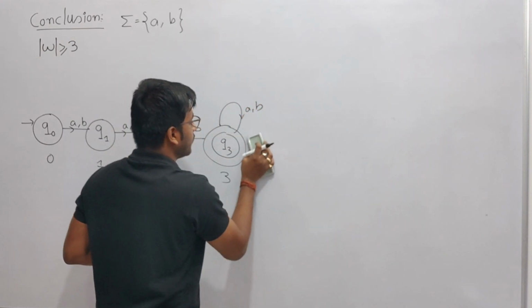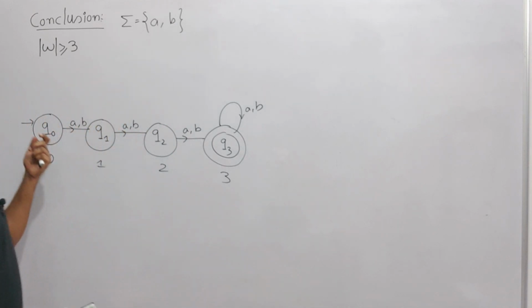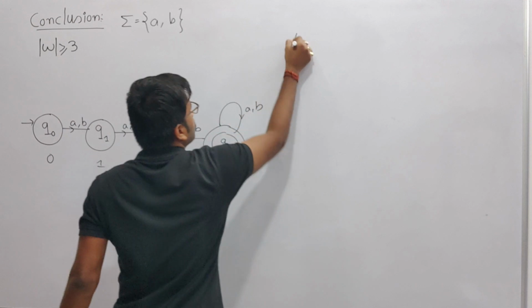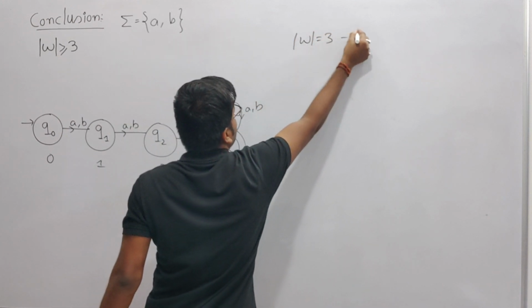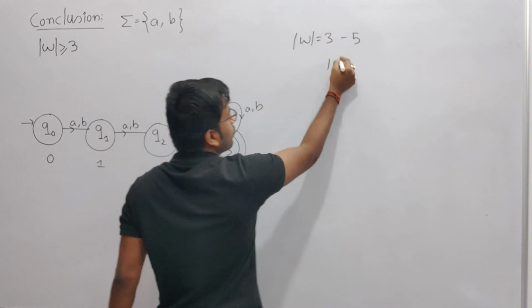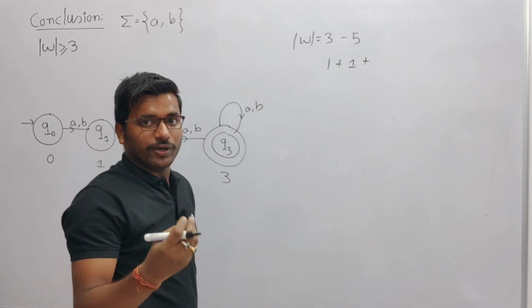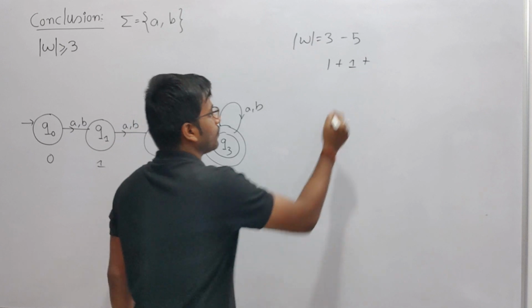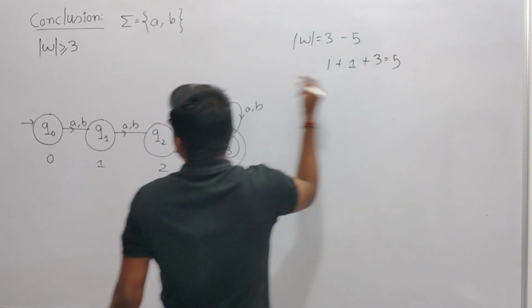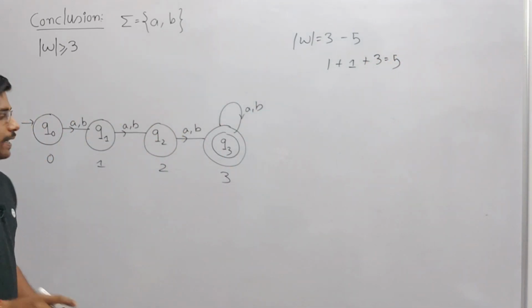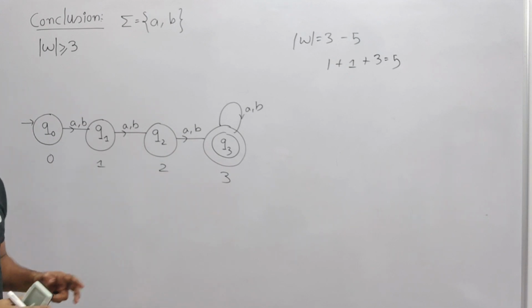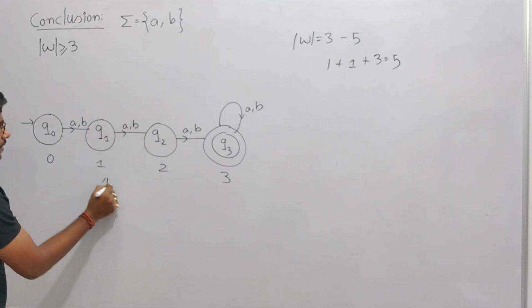See, in the previous case when equal to 3 was there, you required 5 states. Why? Because when equal to 3 was there, you required 5 states: 1 for length 0, 1 for the dead state, and Q1, Q2, Q3 to indicate length 1, 2, 3. So 5 states you require. Now here, when it is greater than or equal to 3, you don't require a dead state. So here the number of states you require is 4.